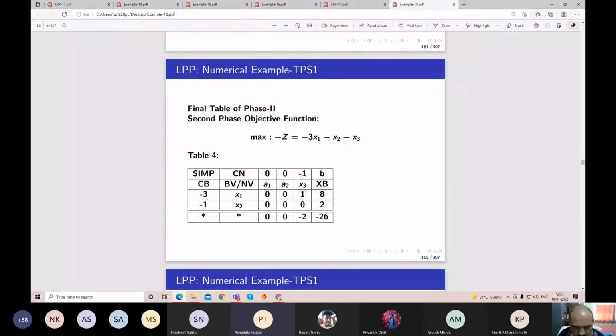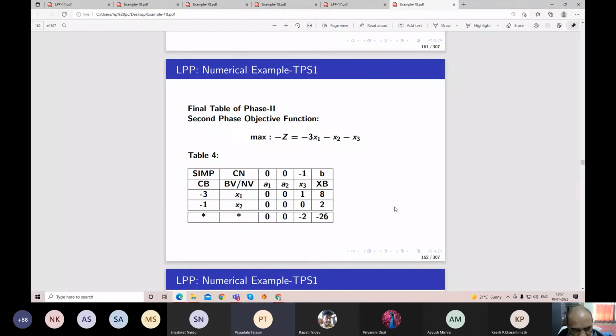How much will it be? Minus 3 plus 1. That is minus 1, minus 1... minus 3 plus 1. How much will it be? Minus 2. Now, earlier, directly you were getting all positive. It was 0, 0, 0. Now it is 0, 0, minus 2.